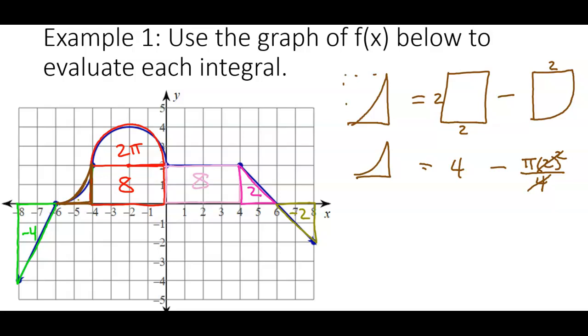Okay, so I can't really fit that in there, so I'm just going to draw an arrow and put 4 minus pi. Okay? So some geometry, that's it. We're just finding area.